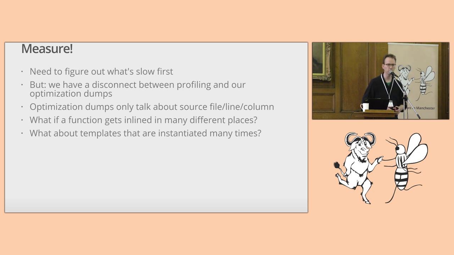I felt we had a disconnect between the world of profiling and the world of the optimization dumps, where the optimization dumps talk about, well, this particular source file, line, column, I'm doing things to it. And the profile kind of works at that level, but that might not be quite enough detail, in that if a function's been inlined into many, many different places across the code, perhaps it's getting optimized by later optimization passes in different ways, at different sites. Do we have enough information?